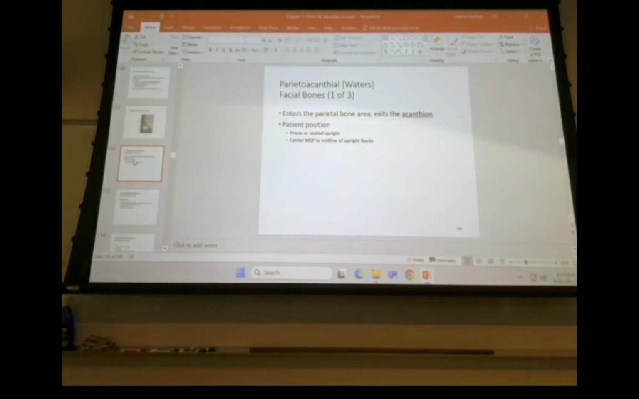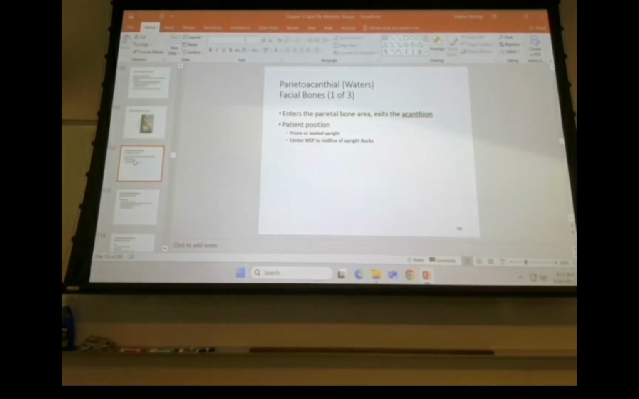Let's go with PA Caldwell. Okay, so we're looking at page 39. So adjustment of the part. Adjust the flexion of the patient's neck so that the OML is perpendicular to the plane of the image receptor. Okay? You good so far? You flip over to AP Caldwell, it's the same thing. You flip over to Towne.